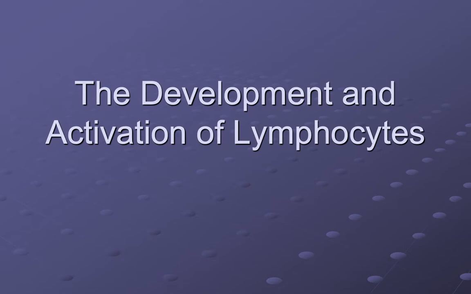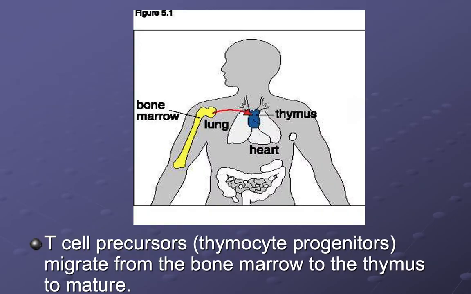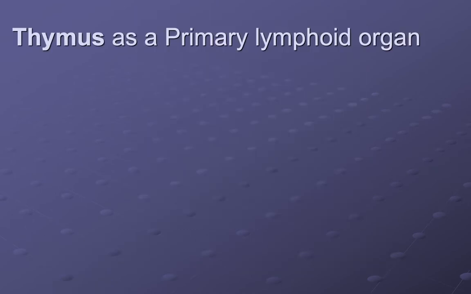Now, let's begin discussing T cell development. As you all know by now, we were already aware of some of the fundamental characteristics of T cells. The precursors of T cells, the thymocyte progenitors, are originally produced in our bone marrow, and they migrate to the thymus in order to complete their maturation process, with its major function being to cater for T cell maturation. We can say that our thymus is a primary lymphoid organ.